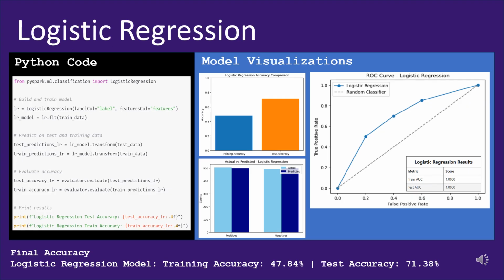For our first model, we used logistic regression, a simple model that predicts outcomes based on a linear relationship. It's often used as a baseline, and in our case, it achieved about 48% training accuracy and about 71% test accuracy. The actual versus predicted chart shows the model aligned fairly well with true outcomes, and the ROC curve shows decent separation between classes. This gave us a good starting point before testing more advanced models.